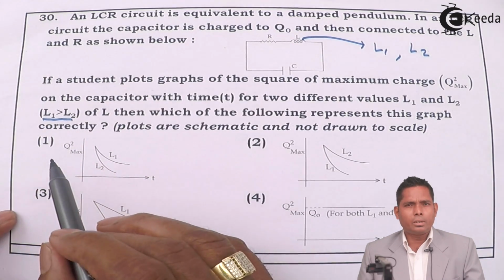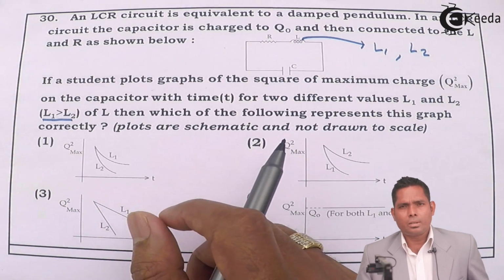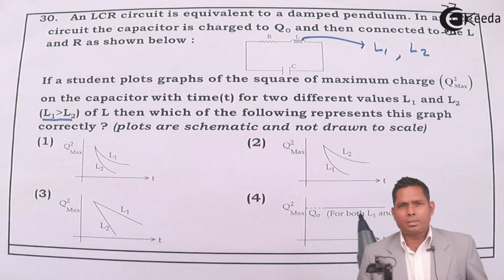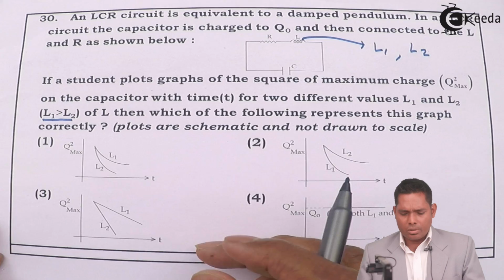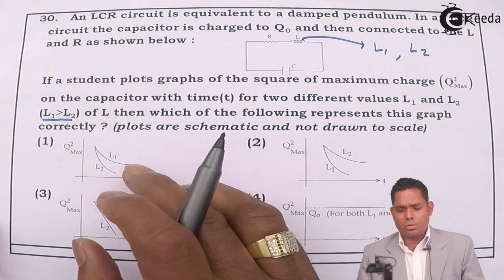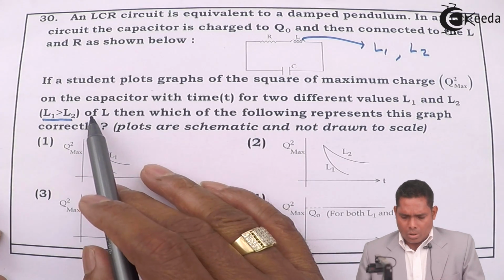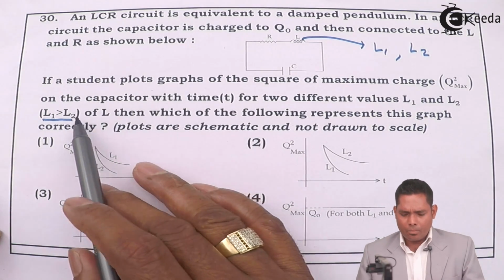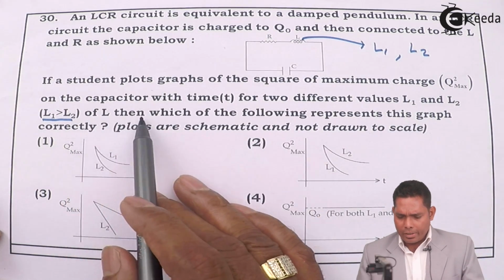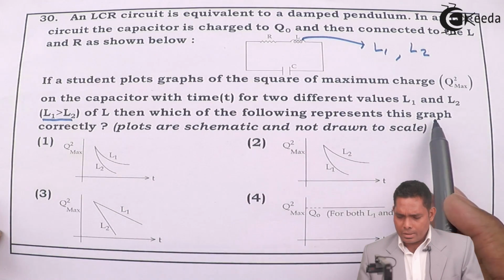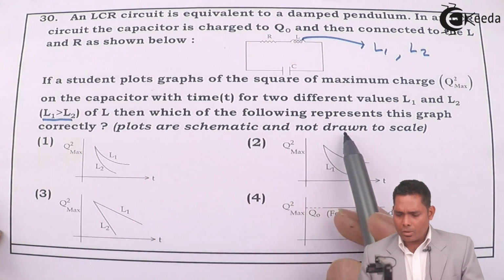So you must know that the inductor plays the role of mass, as the mass plays the role in translational motion. So the inductor plays the same role as the mass in an electrical circuit. Sometimes the inductor is also called electrical inertia. Now, for the two values L1 and L2 of L, which of the following represents the graph correctly? The plots are schematic and not drawn to scale.